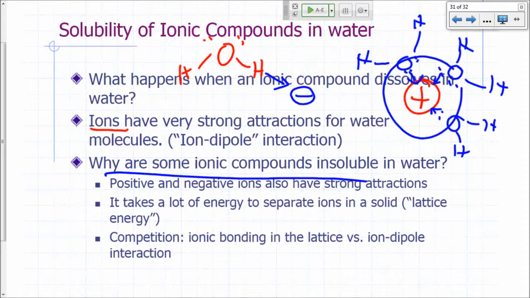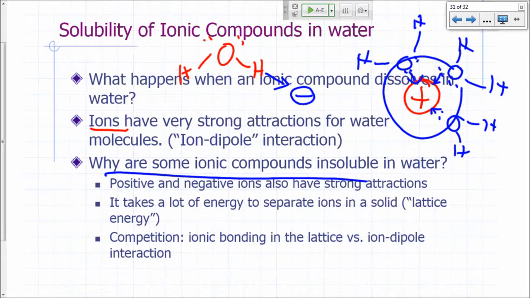However, you've learned about solubility rules for common ionic compounds. There are some ionic compounds, or a lot of ionic compounds in fact, that are not soluble in water. Why is that? Well, the reason is, although the ions interact strongly with water molecules, in some cases the positive and the negative ions, since they attract each other anyway, have attractions among themselves that are so strong that they'd rather be by themselves.